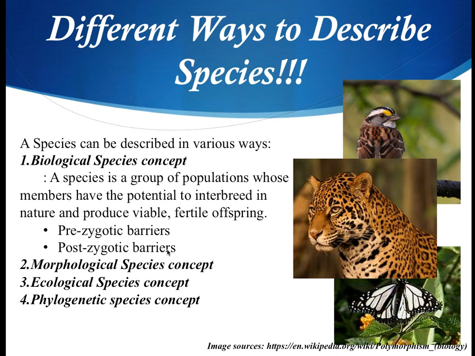And for the biological species concept, there are two limitations that we can talk about. The first one is asexual organisms such as bacteria, and the second one is fossils. Those two don't apply to the biological species concept because we cannot talk about reproduction or anything related to reproduction for those two things.